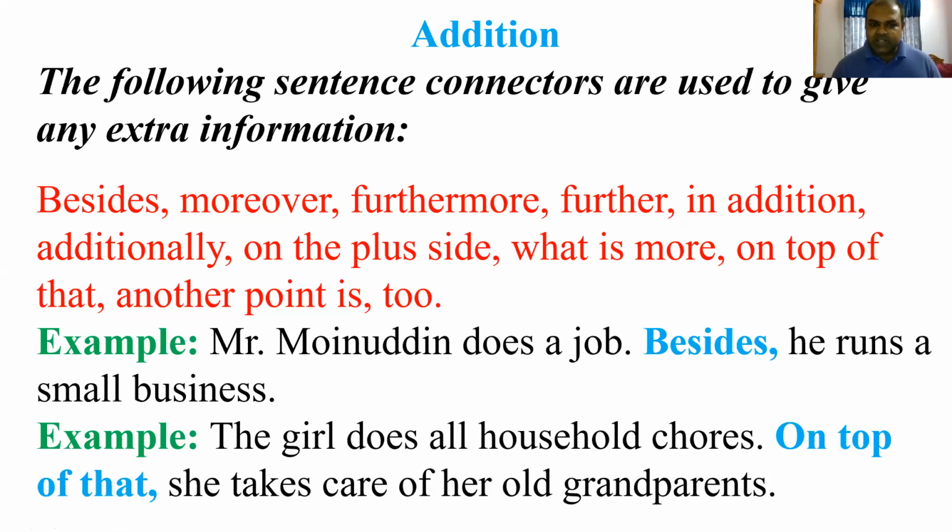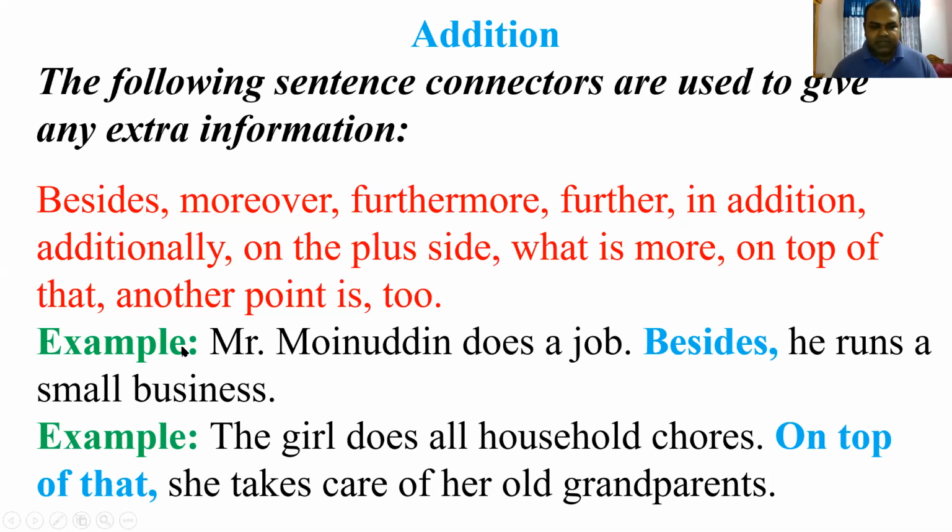What are these sentence connectors to give extra information? Besides, moreover, furthermore, further, in addition, additionally. On the plus side, what is more, on top of that, another point is to. All these sentence connectors are used to give any extra information. Let us now give a few examples.